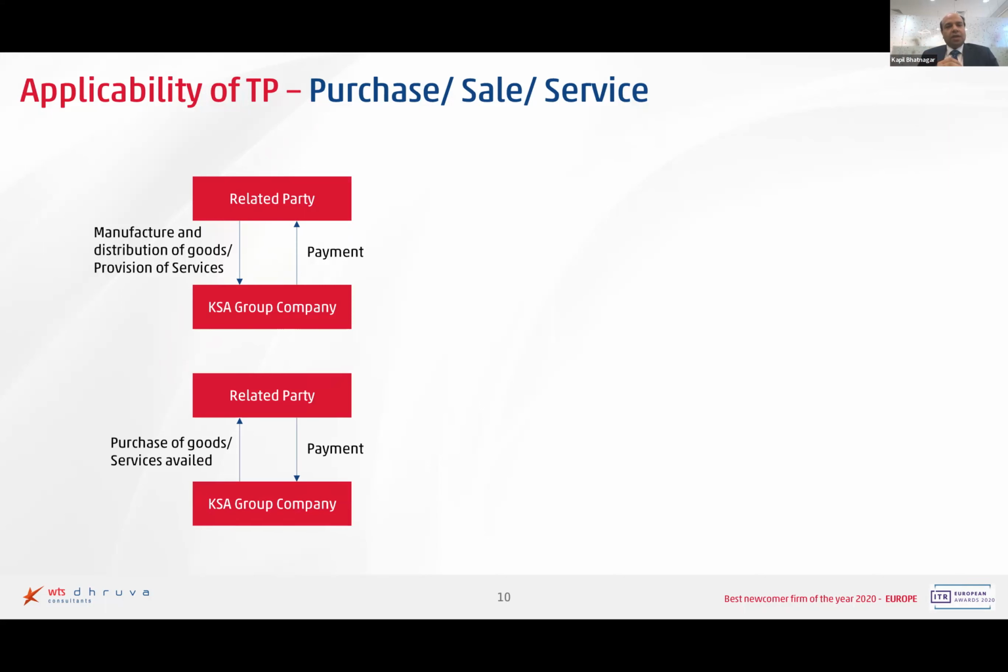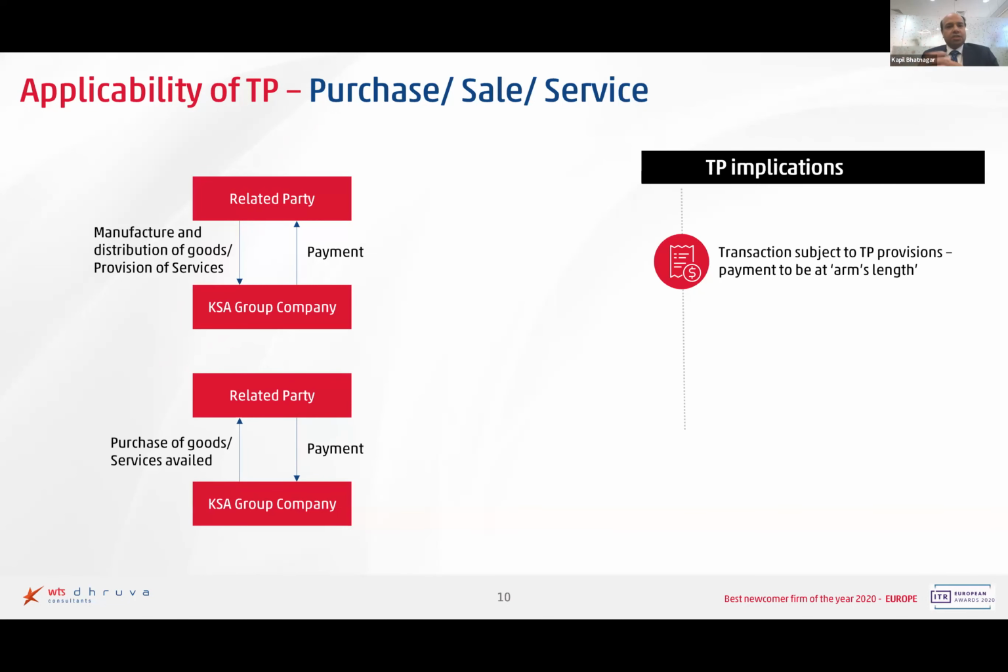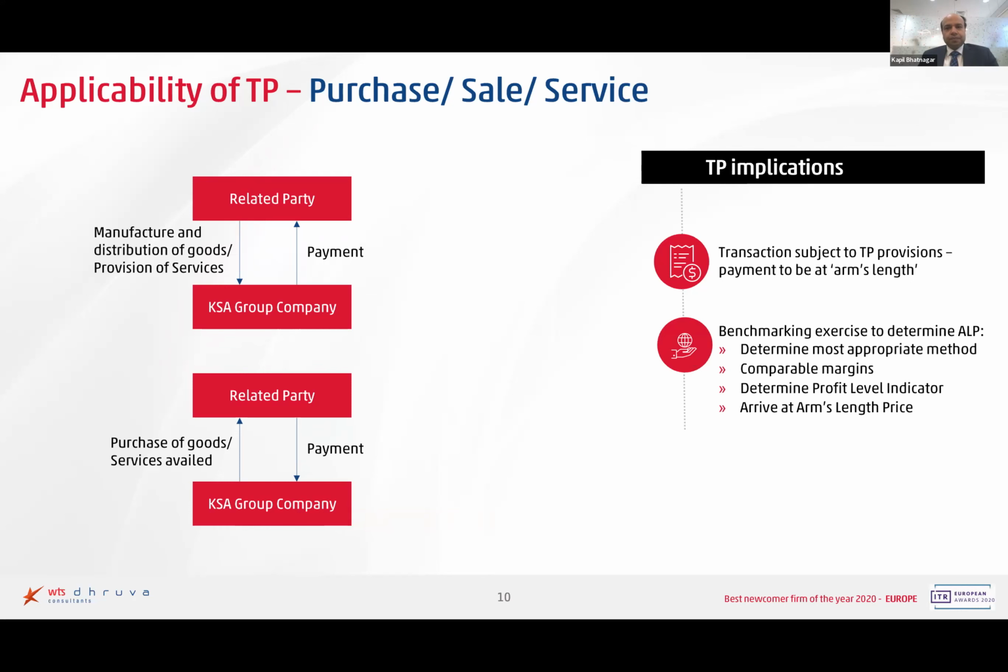Similarly, there could be a KSA group company which has purchased goods or availed certain services, and then it is making certain payments to the group companies. What are the TP implications attached to these two transactions? The transactions between the KSA group company and the related party would be subject to transfer pricing provisions, and the payments being made by the KSA group company would need to adhere to the arm's length principle.